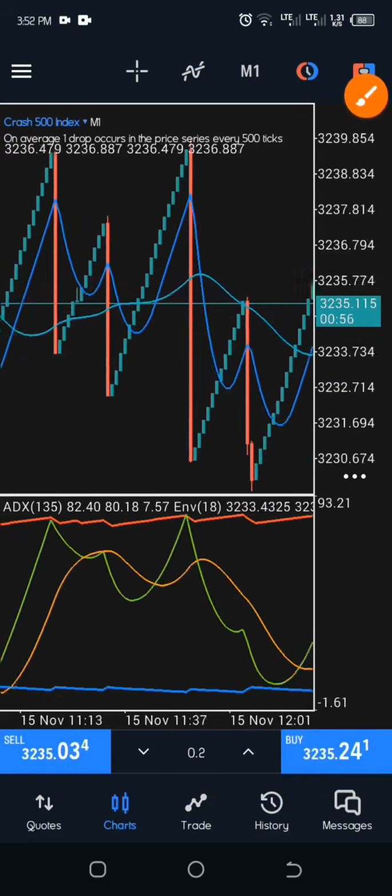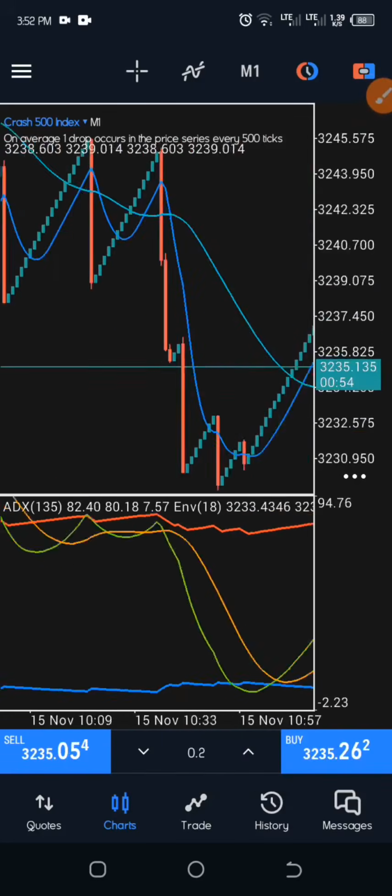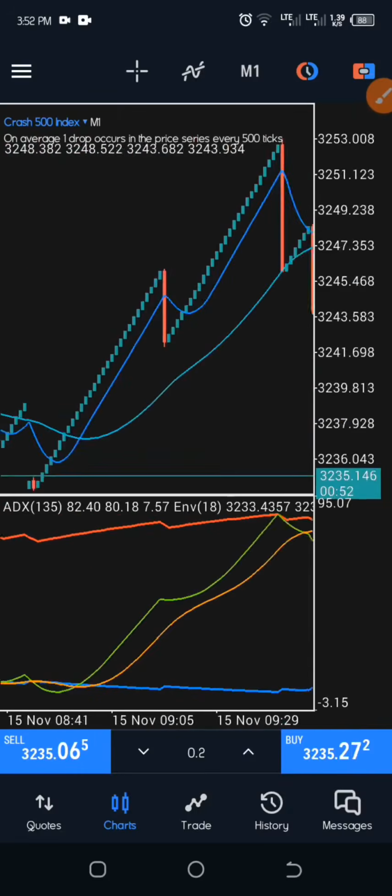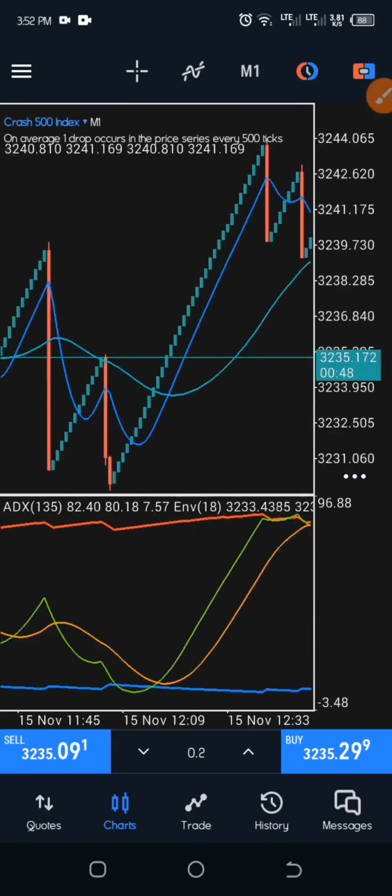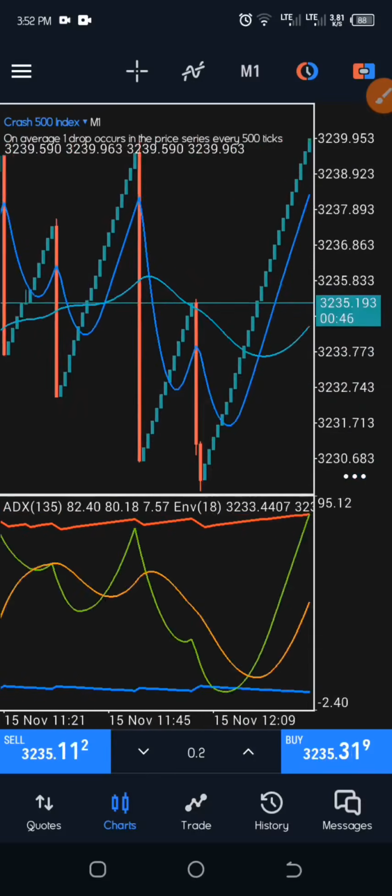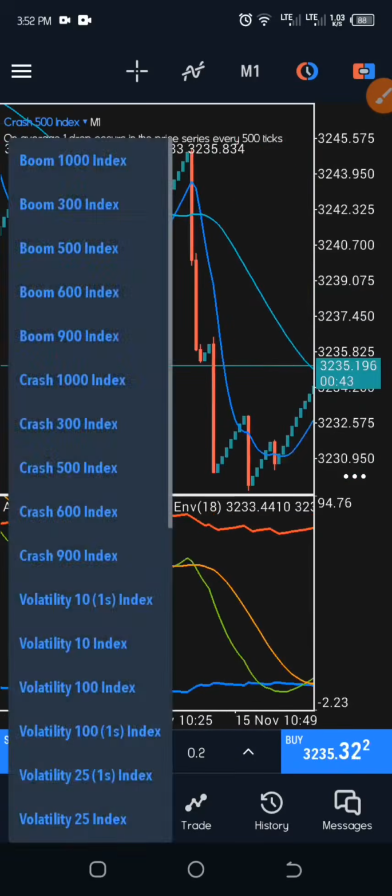That is how we take a trade with this strategy. And this strategy works on all the Boom and Crash pairs. Okay, so this strategy works on all the pairs. Okay, so let's look for more examples, and I'm going to do that on 1000.